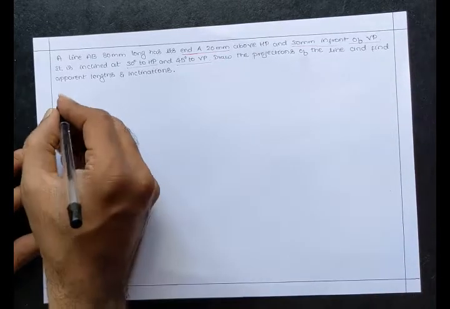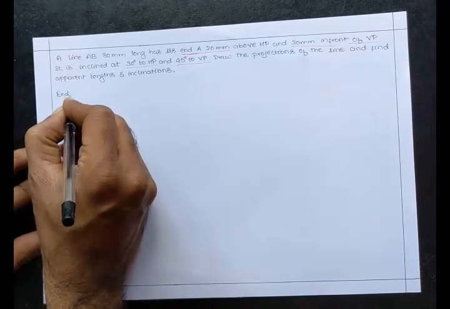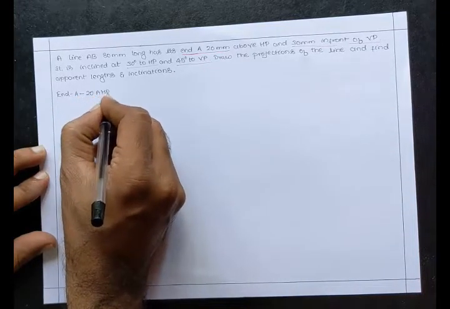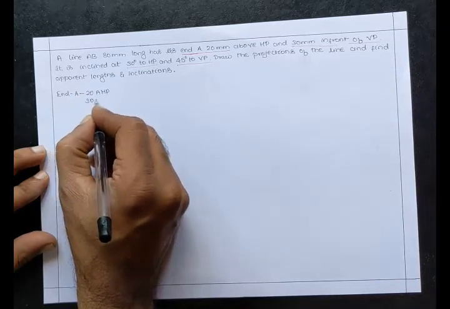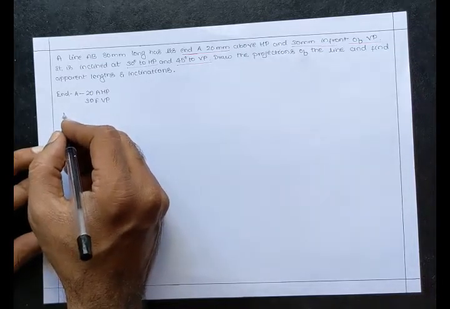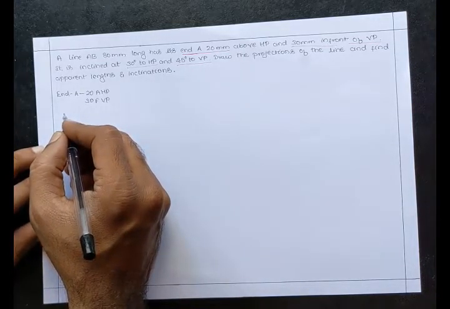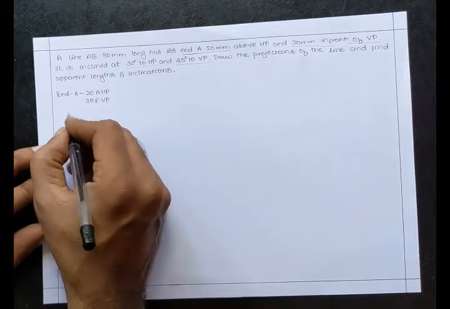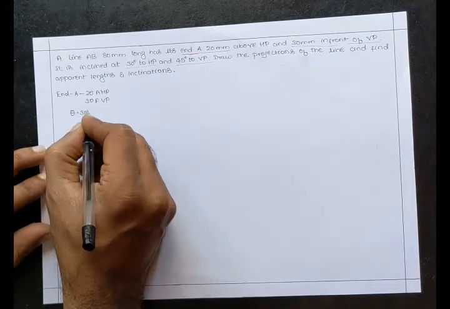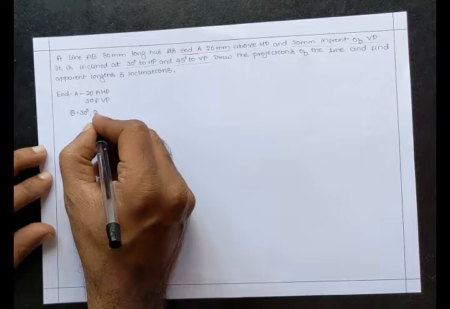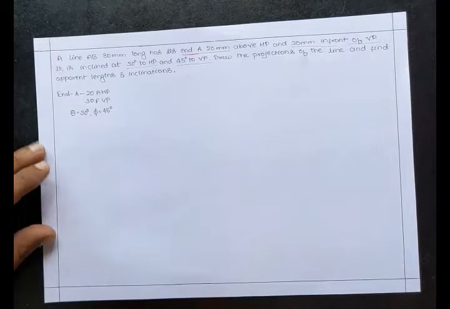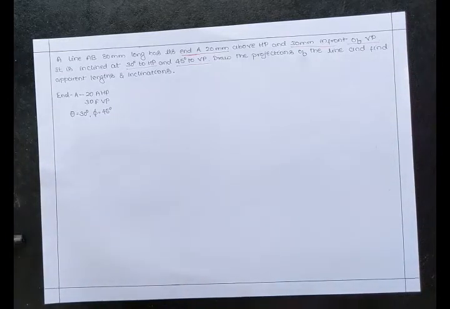See what he has given. The end A distance is given. It is given as 20 mm above HP and at the same time it is 30 mm in front of VP, and the true inclinations he has given, the theta as well as the angle psi. The theta is the inclination with respect to HP, given as 30 degree, and the true inclination with respect to VP, we are going to call it psi, has angle 45 degree. So with this let us start solving the problem.